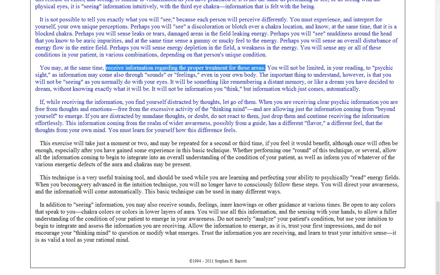Alright, moving on. This technique is a very useful training tool and should be used while you are learning and perfecting your ability to psychically, aka energetically, vibrantly read energetic fields or vibrational fields, psychic fields, thought fields, feeling fields, auric fields, chakra fields, chi fields, pranic field, etheric field, cosmic field, light field.